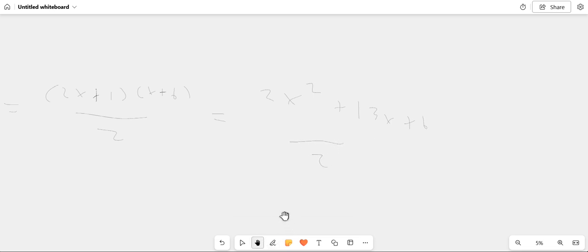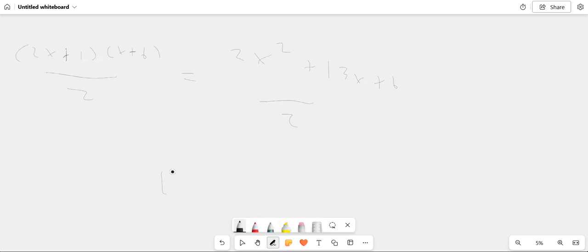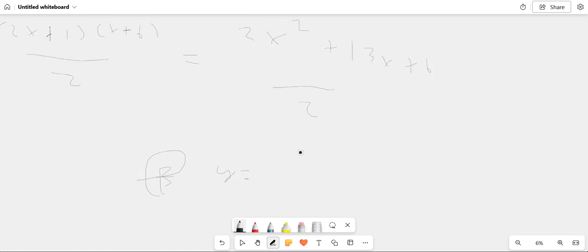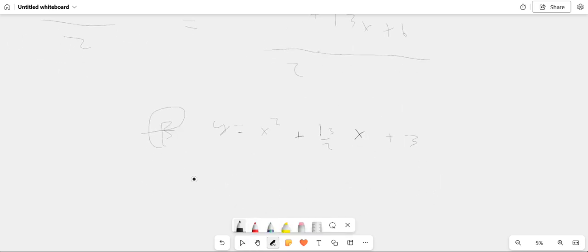Cool, fam. Part B is saying differentiate it, yeah? So this is simple differentiation, year 1 differentiation. 2x squared divided by 2 is going to be x squared, yeah? 13x divided by 2, because remember the whole thing is over 2. It's going to be 13 over 2 x, yeah? Plus 6 divided by 2 is 3. So that's the y.